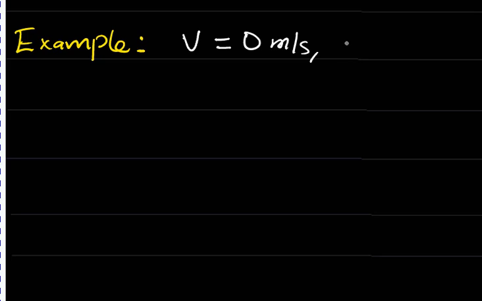And then there's another parameter that I need. But first, let me finish the question. An object is thrown vertically upward with a velocity of 20 meters per second. The question is, calculate the time it takes to reach the maximum height.